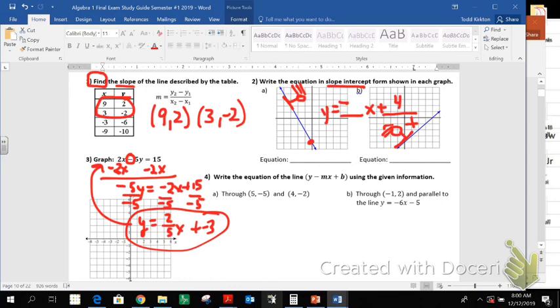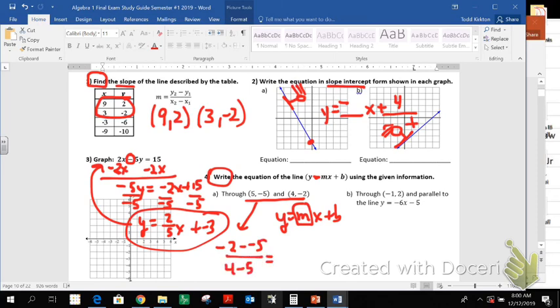Okay, and the last thing here is write the equation of the line. We've spent so much time on this. Here's a summary of your steps. Y equals mx plus b. How you start: do I know the slope? If I know the slope, I plug it in. I don't know the slope here, so I have to find it. So -2 minus -5 over 4 minus 5. That's 3 over 1, so 3.